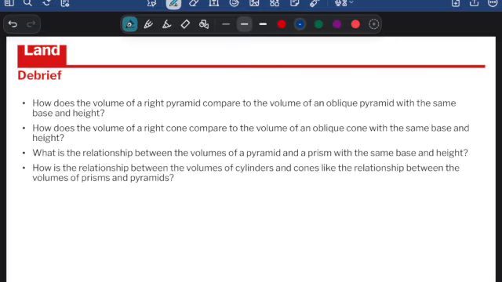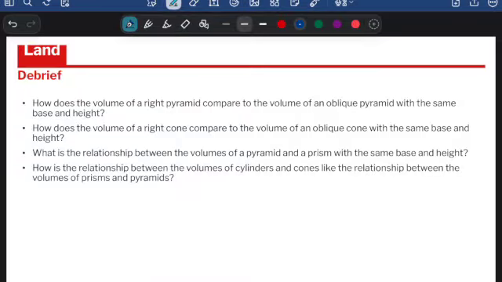So how does the volume of a right pyramid compare to the volume of an oblique pyramid with the same base and height? Well, the volume will be the same. Remember, the height is perpendicular to the base, so the height will be the same even though we might see the height measured from outside the oblique pyramid. How does the volume of a right cone compare to the volume of an oblique cone with the same base and height? Again, just because it's oblique and slanted slightly, I didn't take any space away. I've just moved it a little bit. So the height would still be the same, even with the oblique cone. So the volume would be the same.